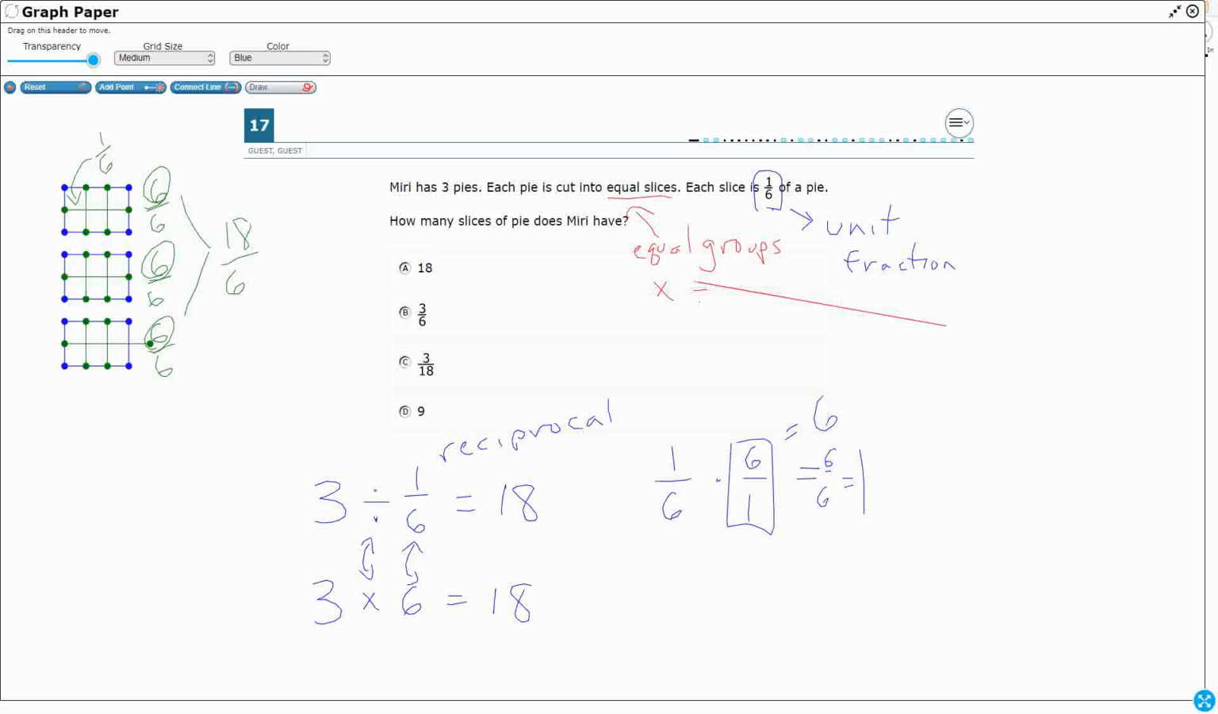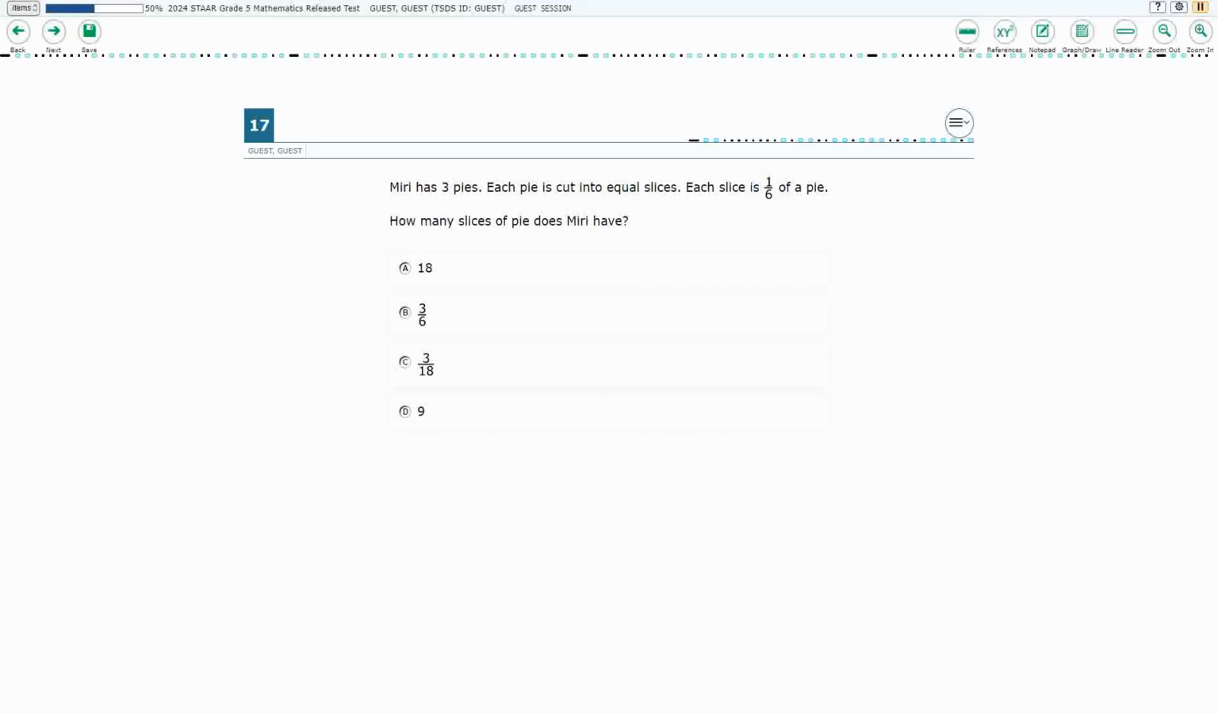So when you are dividing by a unit fraction, you can keep the whole number the same. You can change the sign from a division to a multiplication, and then you can flip the fraction upside down from 1/6 to 6/1, or just 6, and you'll still get that same answer of 18. So how many slices of pie does Mary have? She has 18 slices. The answer is A.